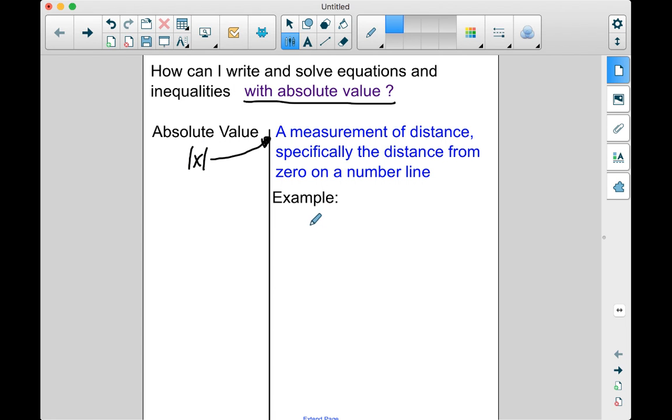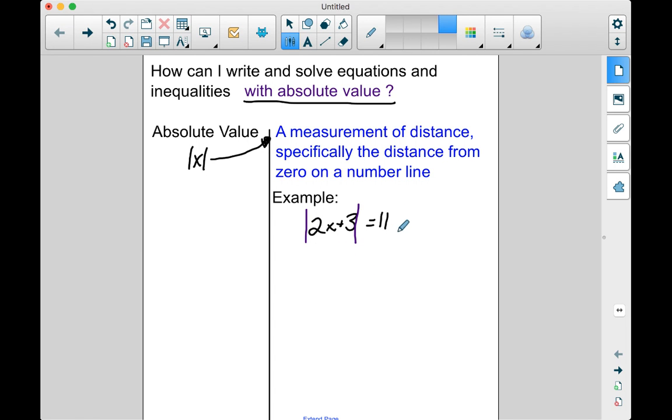So we're going to jump into a problem. A regular equation could look something like this. But then when I add in these absolute value symbols, then it becomes an absolute value equation. So we're going to walk through and we're going to solve this step by step.